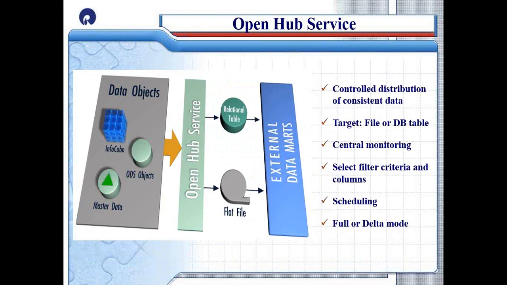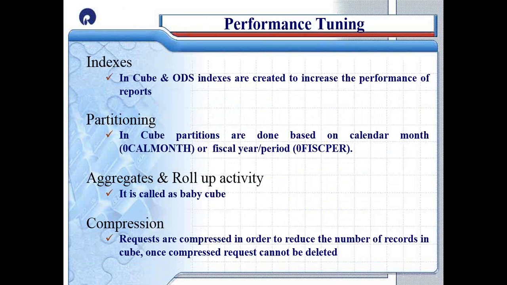Then open hub services is how you load from your BW system to other systems. That is called open hub services. Then there are performance tuning concepts to improve the performance.